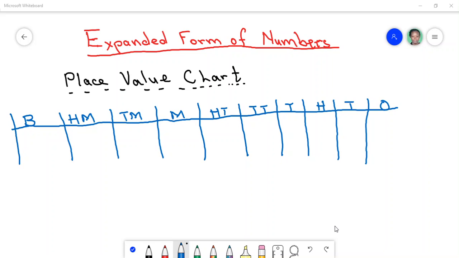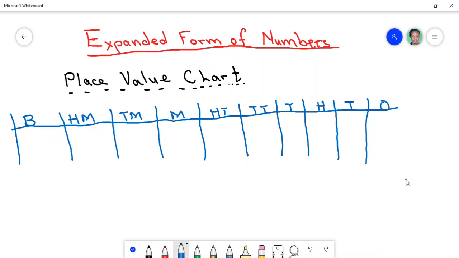In our lesson today, we are looking at expanded form of numbers. If you've not watched my previous lesson on place value charts, you should do that because they are very important for this study. For one to expand a number, one will need to understand the place value of each digit in the number given.